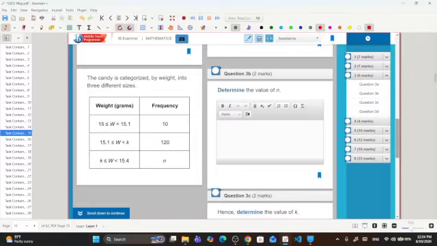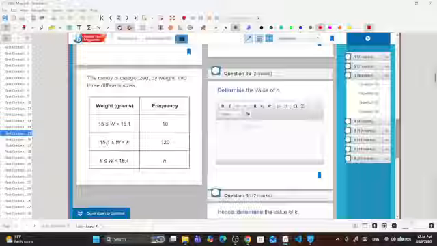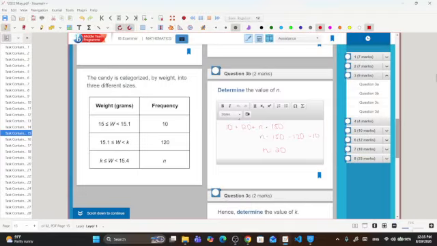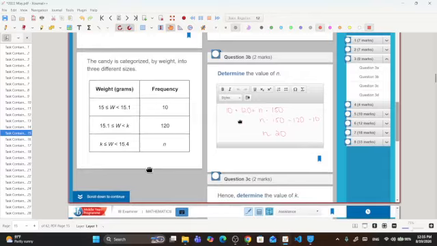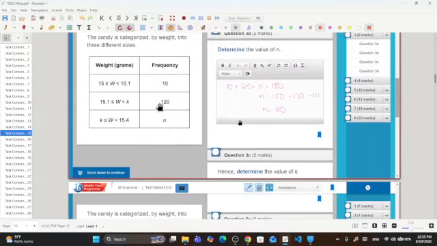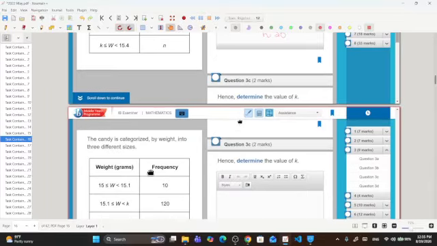So we know that the total number of candies was 150, right? So 10 plus 120 plus n is equal to 150. So making n the subject of the equation, we get 150 minus 120 minus 10. We get a value of 20. So 20 is going to be our correct answer. So that's n.